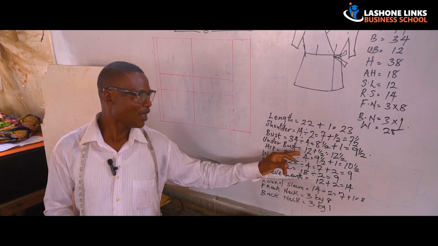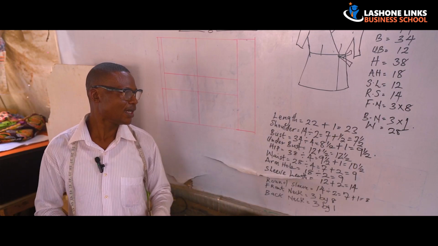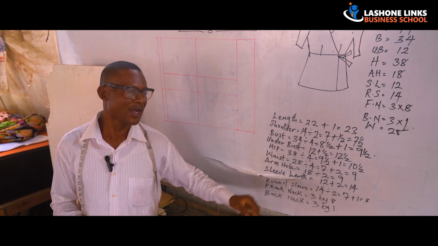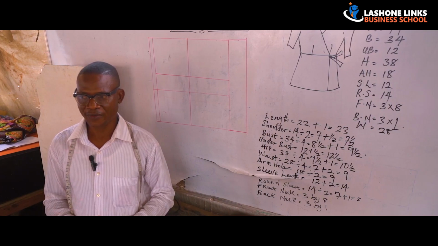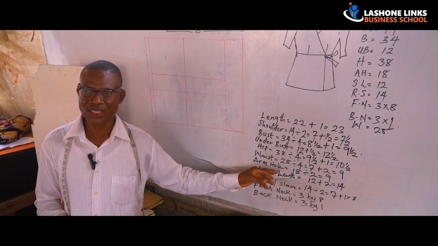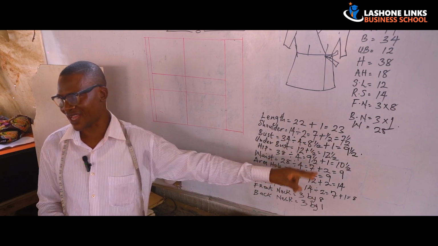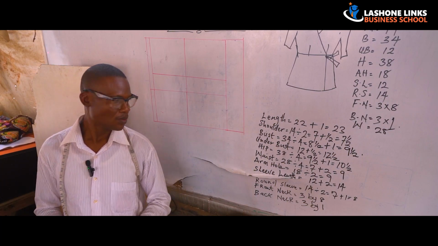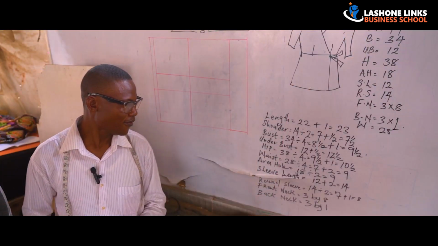Under the bust, we have 12. 12 plus half, that is 12.5. We have our hip is 38. 38 divided by 4, that is 9.5 plus 1 for your sewing allowance, that is 10.5. Waist measurement is 28 divided by 4, we have 7 plus 2, that is 9. Armhole is 18 divided by 2, that is 9. Sleeve length is 12 plus 2, making 14.